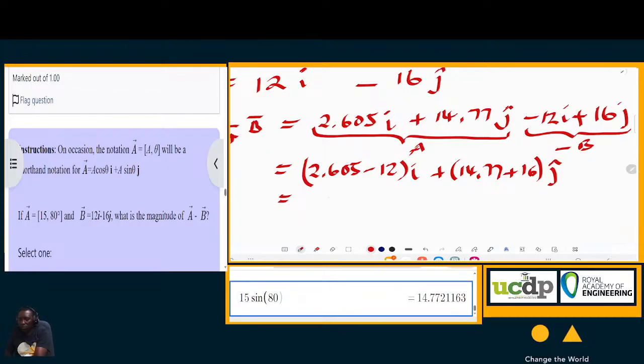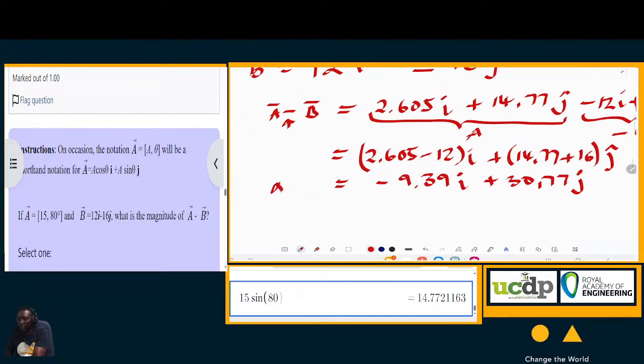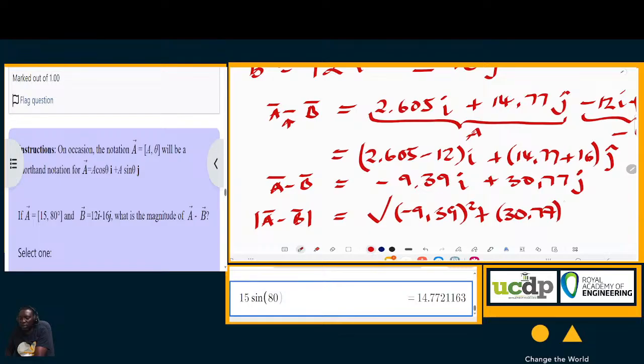We get negative 9,14.39. All right. And 14.77 plus 16, we get 80.77J. Okay. Wonderful. And after that, yes, we can do the Pythagoras for the magnitude. So now after that, you have to do the magnitude of A minus B, which is the square root of negative 9.39 squared plus 30.77 squared. All right, wonderful. Well done, Bali.